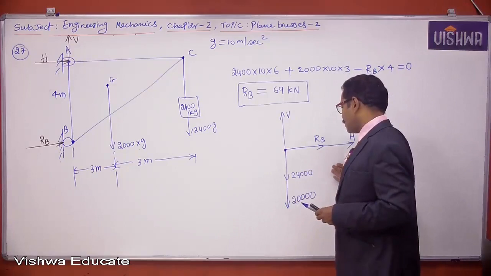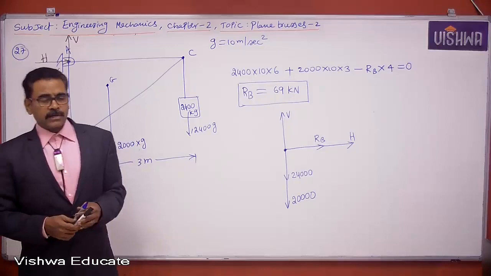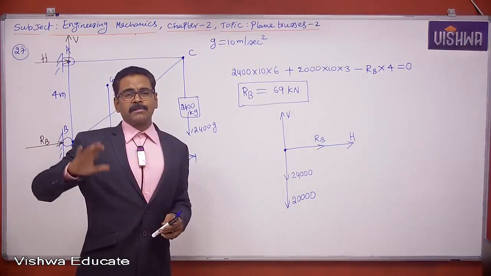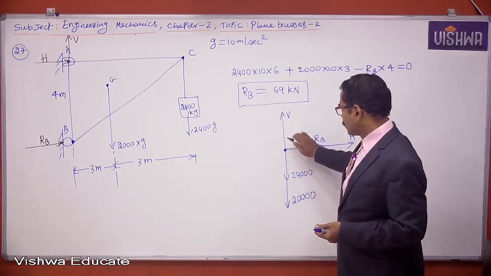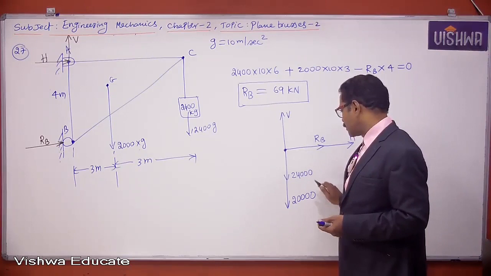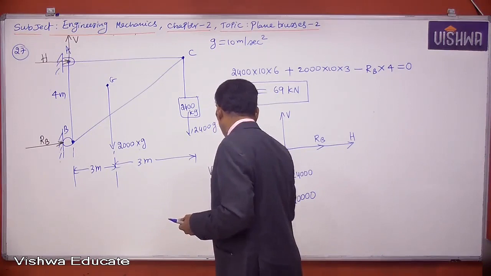If any structure is in static equilibrium, we can present all forces which are acting on that structure in the form of a vector diagram like this. Now you can easily understand, the sum of upward loads is equal to the sum of downward loads. The sum of upward loads is only V. The sum of downward loads is 24,000 plus 20,000, 44,000. So I can easily say V is equal to 44,000.